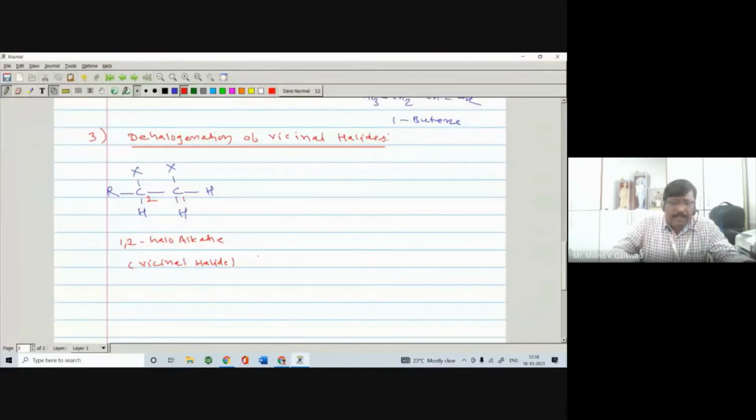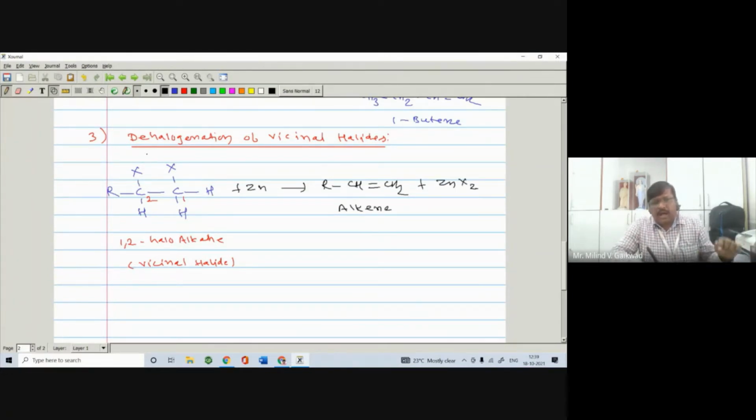Now this compound, when treated with zinc, what happens? There is a removal of two halogens from the 1,2 position, and there is formation of a carbon-carbon double bond between carbon number 1 and carbon number 2, and you get the corresponding alkene. As there is a removal of halogen from the 1,2 position in the course of the reaction, it is called a dehalogenation reaction.